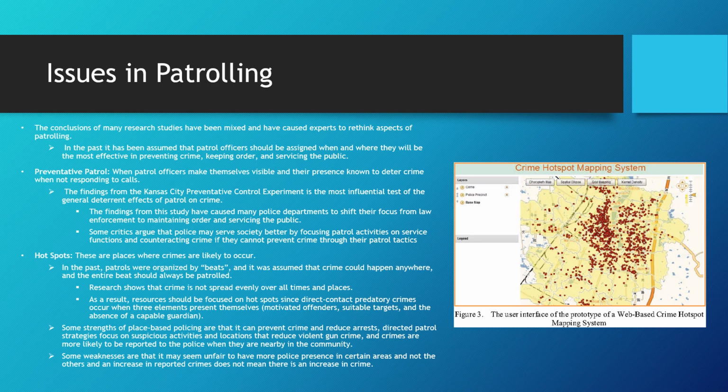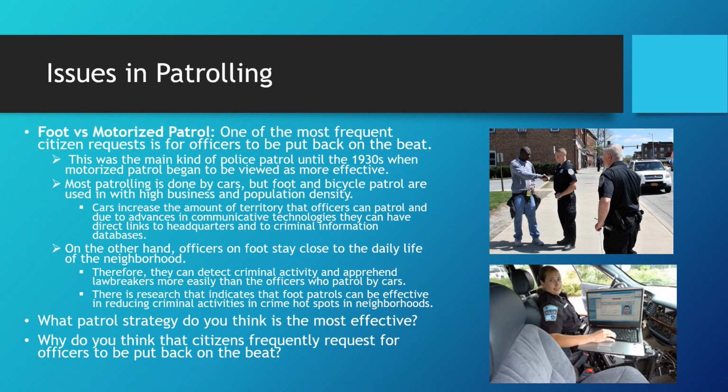Some strengths of place-based policing are that it can prevent crime and reduce arrests. Directed patrol strategies focus on suspicious activities and locations that reduce violent gun crime, and crimes are more likely to be reported to the police when they are nearby in the community. Some weaknesses are that it may seem unfair to have more police presence in certain areas and not the others, and an increase in reported crimes does not mean there is an increase in crime.